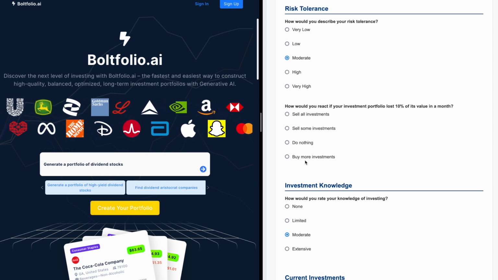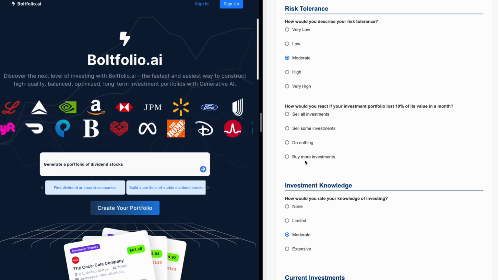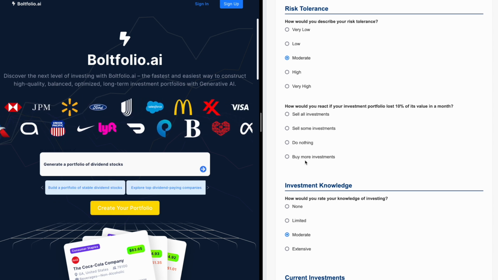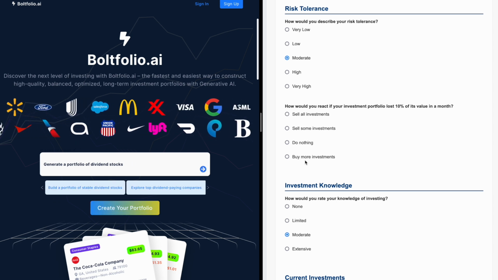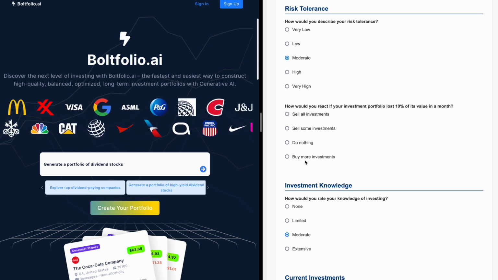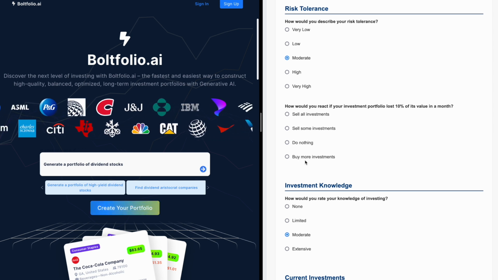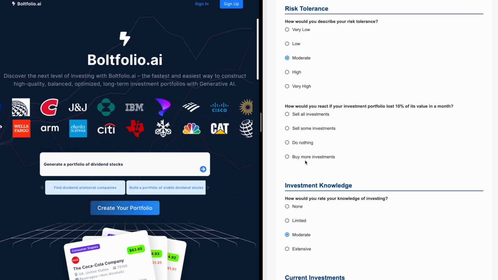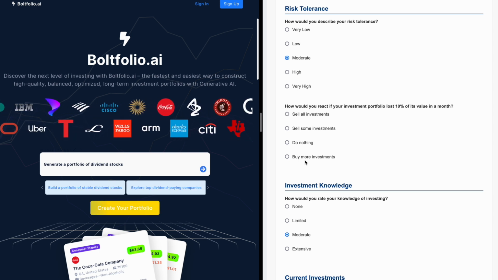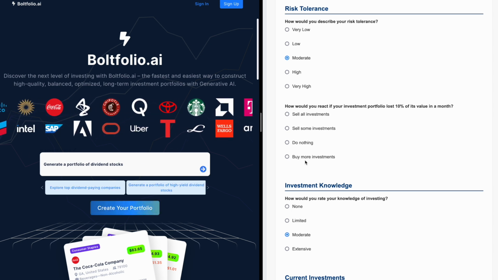So if you were to say that you would sell all or some of your investments if your portfolio lost 10% of its value in a month, that is a signal to the investment advisor, or to the rules or algorithm behind how they process your responses, to not recommend stocks that are more volatile.